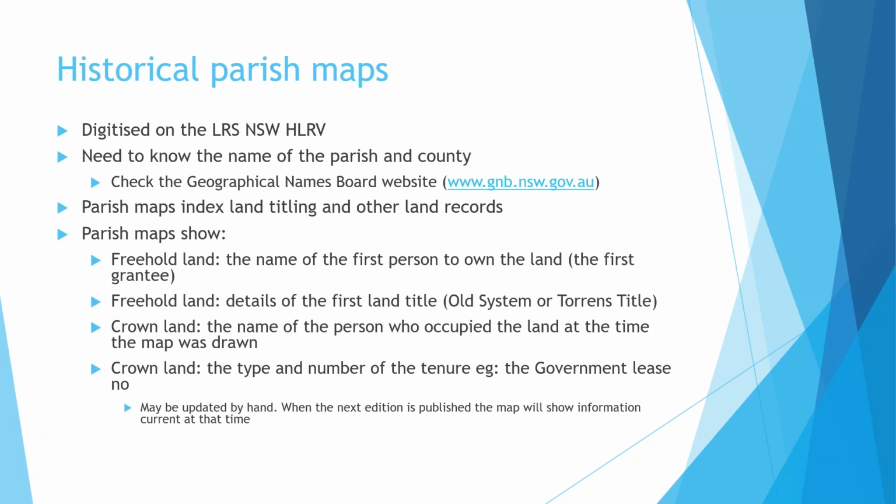And the other thing about the Crown land occupation, as the names of people who occupied that land changed or as the type of tenure changed, they'd update that information by hand on the maps until they released the next edition, and then they'd continue updating by hand as they needed to.